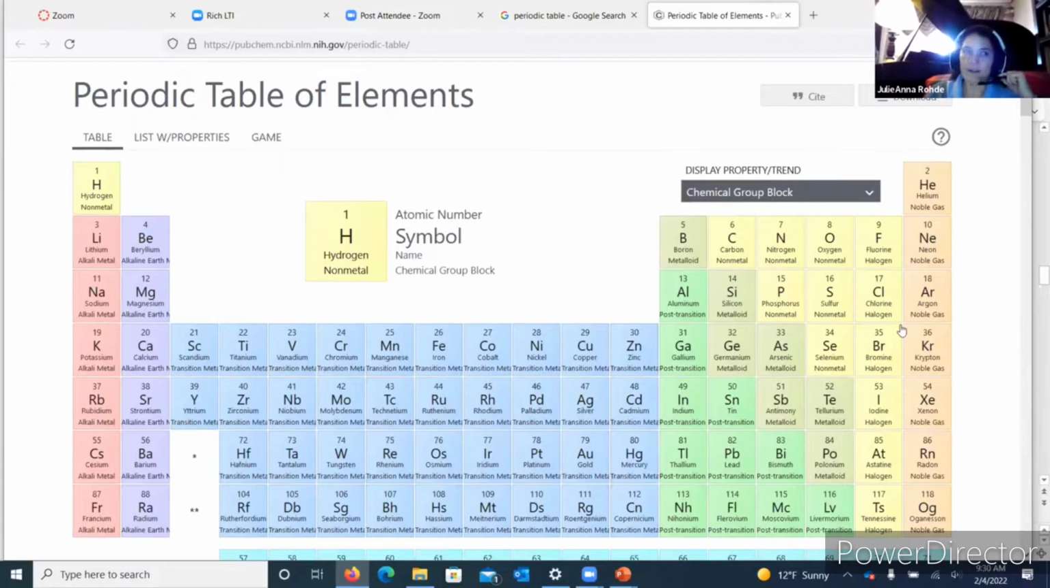Questions on ionic bonding? Does that kind of give you an idea of what's going on? So it's a give and take relationship. One's giving, the other one's taking.